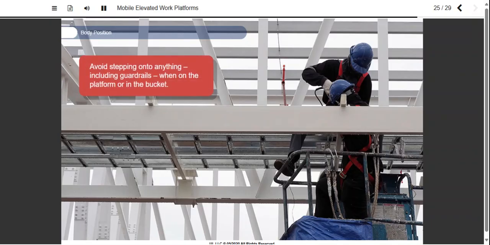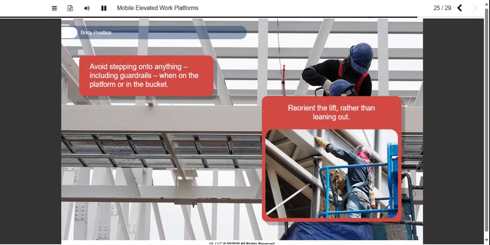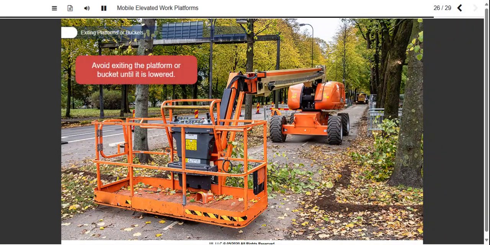Avoid stepping up on guardrails, toe boards, materials, ladders, or equipment while you are inside the platform or bucket. Doing so puts you at risk of falling over the guardrails. Instead of leaning out of the platform or bucket, reorient the lift to reach what you need. Avoid exiting the platform or bucket until it is lowered.